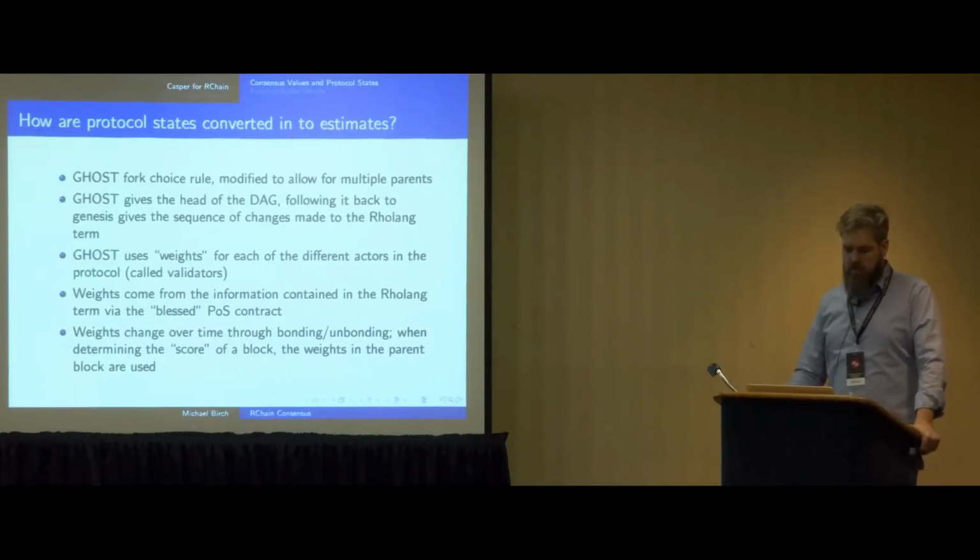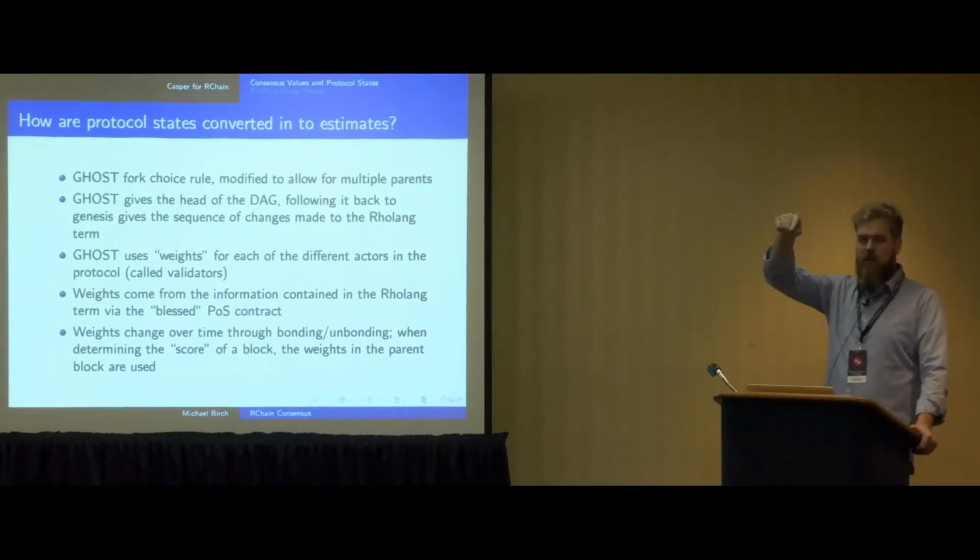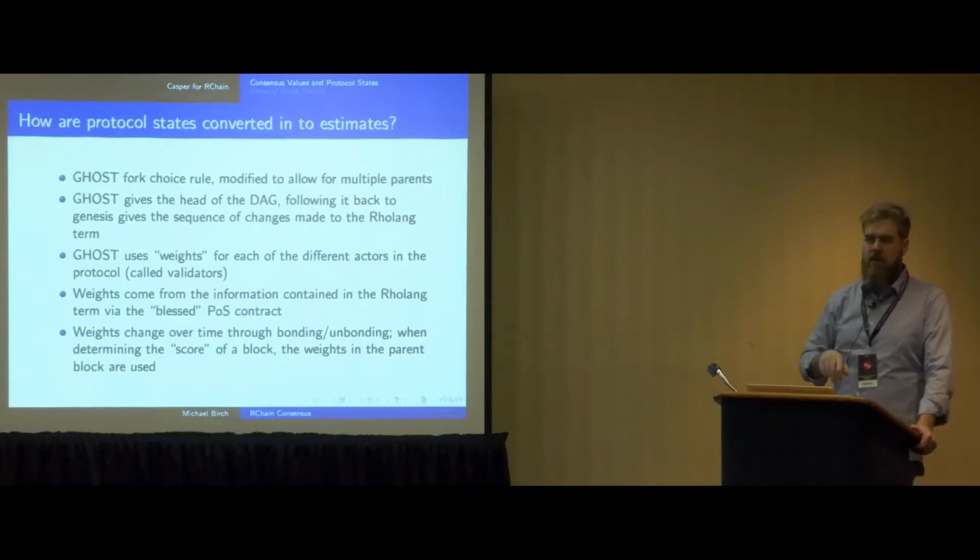So greedy heaviest observed subtree gives the head of the DAG, directed acyclic graph. Following it back to the genesis block gives the sequence of changes made to the row length term. So at any point, you can see a trace of the history of the thing.